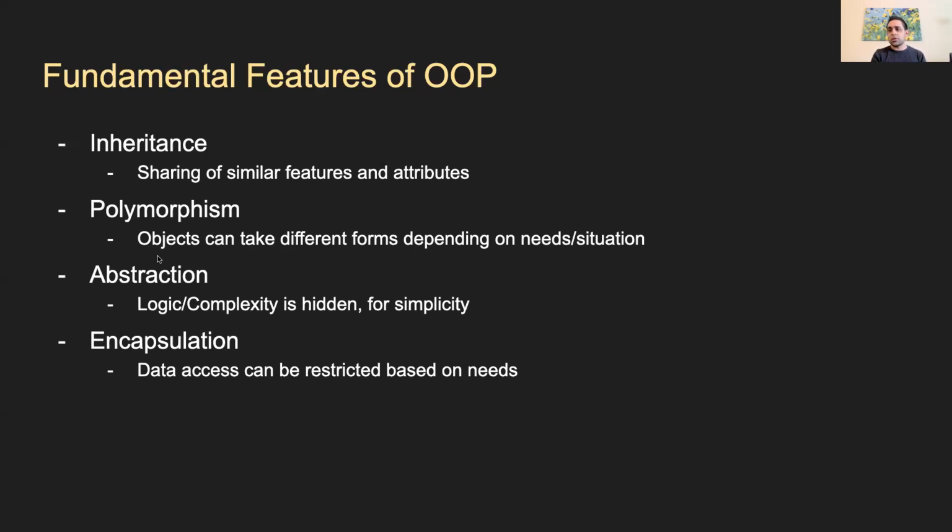So polymorphism is built into Python, being a dynamic language. Some of it is inherently built in. In other languages, it's easier to see. Python kind of hides that away.